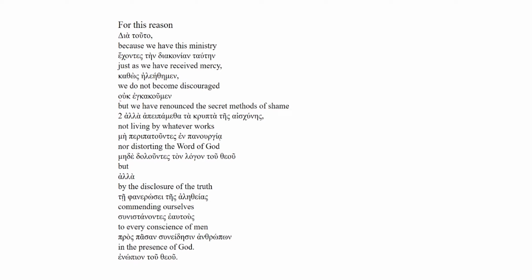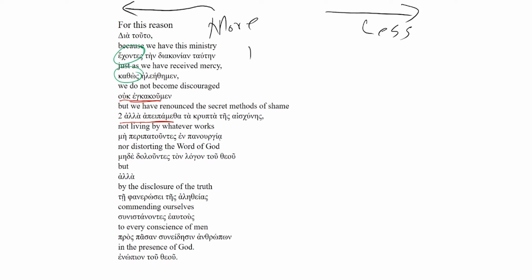We do not become discouraged, but we have renounced. Having, and just as, and so on down through the passage. I can now use the Tab key to indent my text according to relative importance. The more important go to the left, the less important to the right. The major to the left, and the minor progressively to the right.